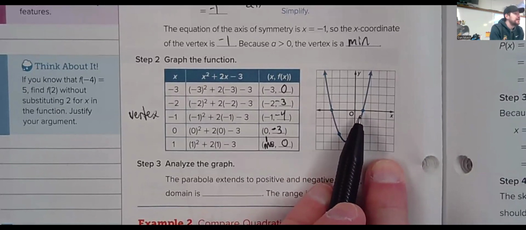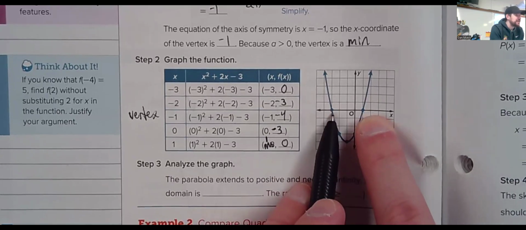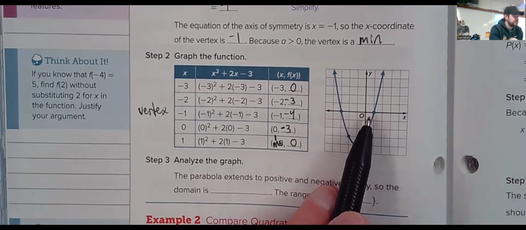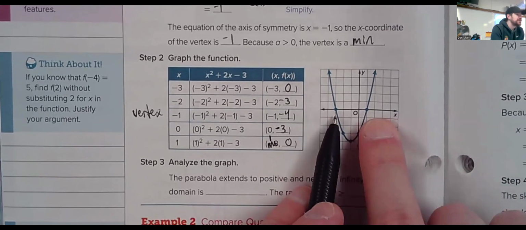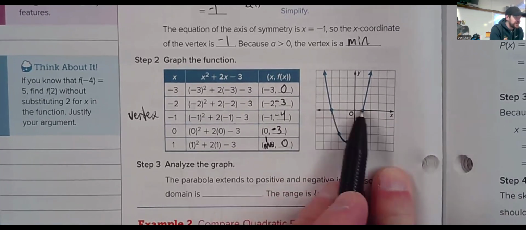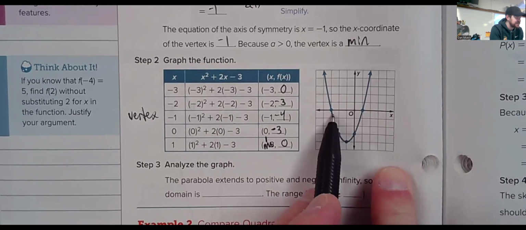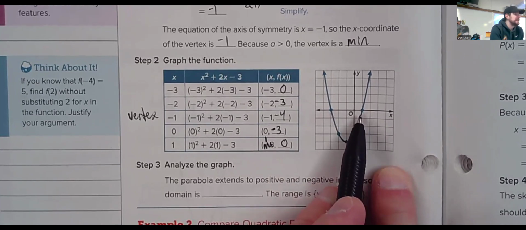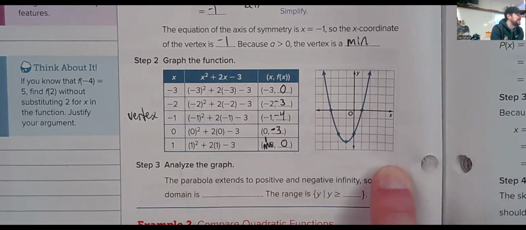Which, by the way, foreshadowing, those are the solutions to this function. Because the x-intercepts are the solutions. X-intercept, solution, zeros. So once we start solving quadratics, we're looking for where the quadratic crosses the x-axis. In this case, it's negative 3 and 1. That's how you can solve it by graphing. Graph it, figure out where it crosses the x-axis. We'll do that in a later lesson.